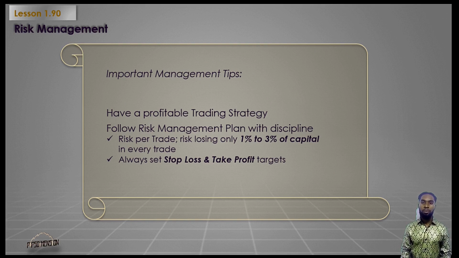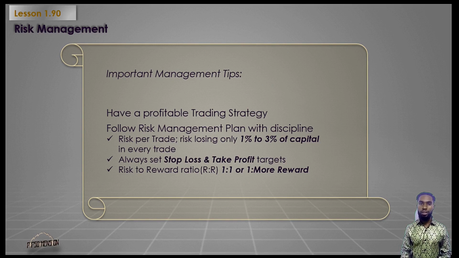Another important risk management key to consider is the risk to reward ratio. This is the ratio of your stop loss to your take profit targets. For example, a risk to reward ratio of 1:1 means when you risk losing $10 of your capital in your trade, you also target taking profits at $10. Or a risk to reward ratio of 1:2 means if you risk losing $10 in a single trade, you target to take profits at $20.